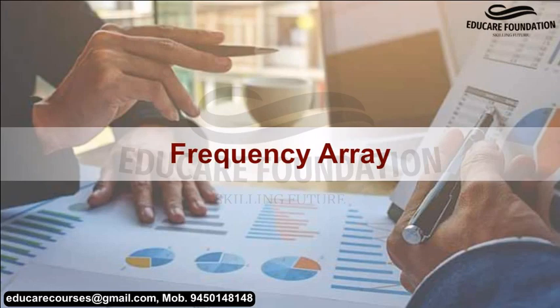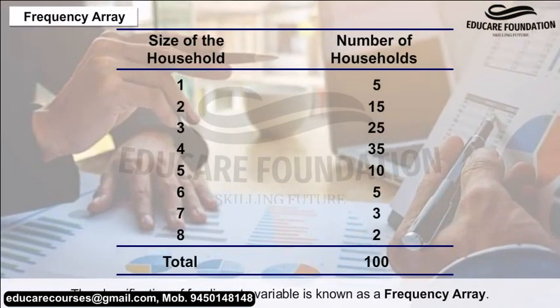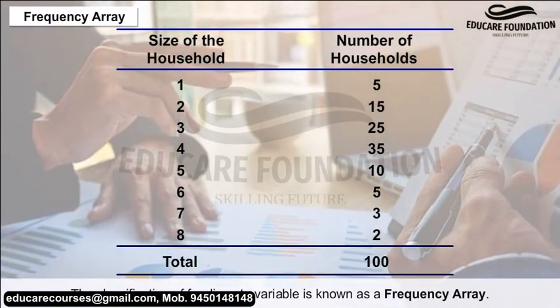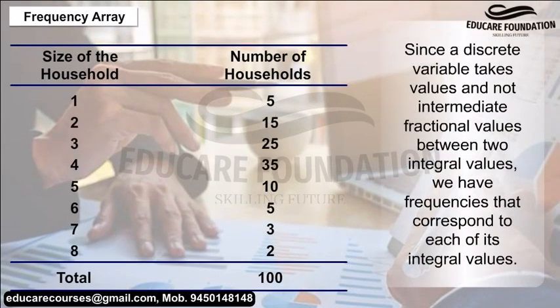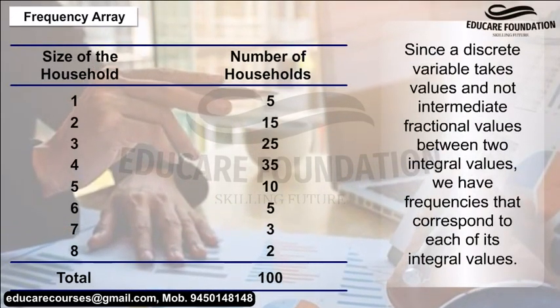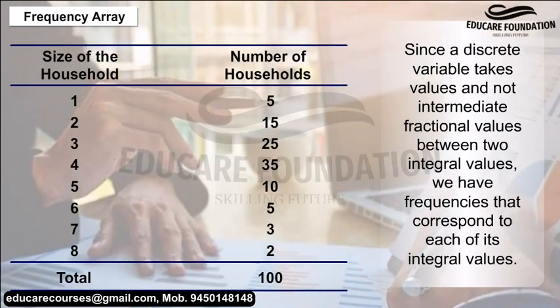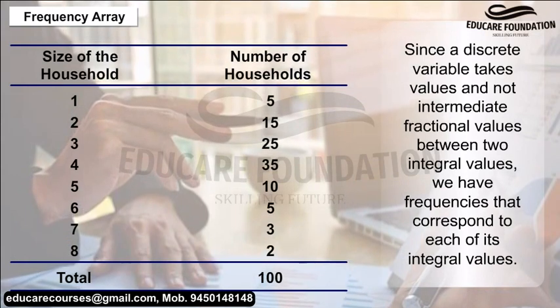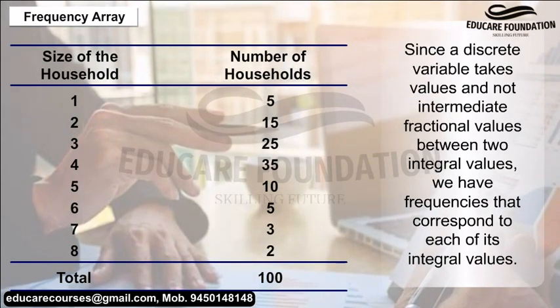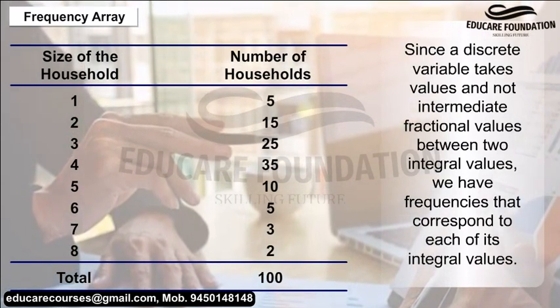Frequency array. The classification for a discrete variable is known as a frequency array. Since a discrete variable takes integral values and not intermediate fractional values between two integral values, we have frequencies that correspond to each of its integral values.